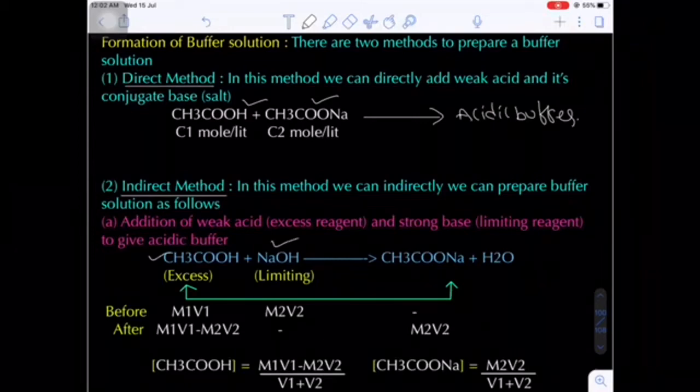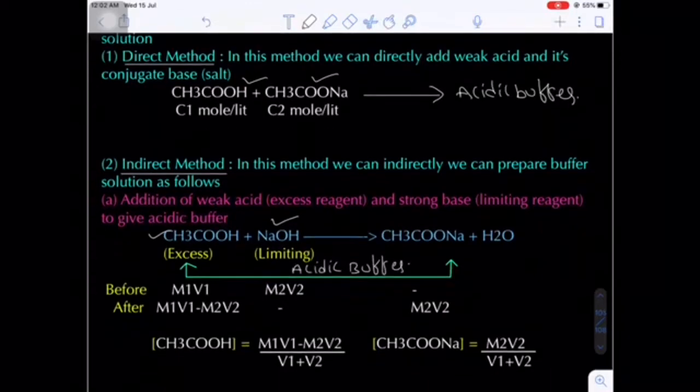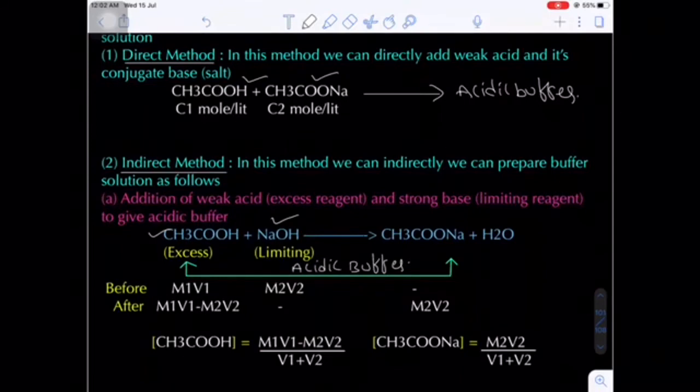Now there is one indirect method, in which we can prepare the buffer solution indirectly. Let's suppose we are taking the weak acid and the strong base. Now the condition: the weak acid must be the excess reagent and the strong base must be the limiting reagent, and finally in the mixture what will be left? Salt will be formed and weak acid will be left, and the mixture of weak acid and its salt with a strong base is called an acidic buffer.